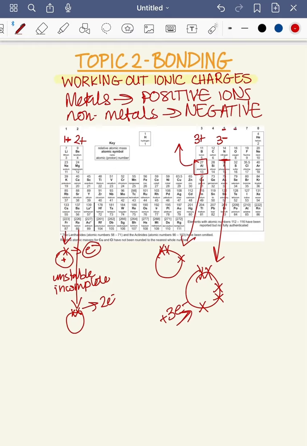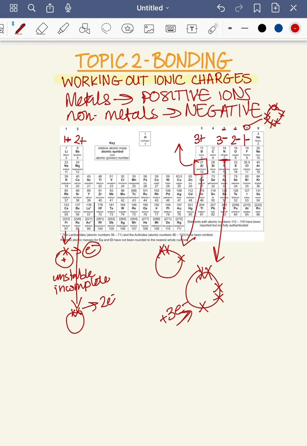Oxygen has 6 electrons in its outer shell, so it's going to gain 2 extra electrons to complete the octet rule. Octet rule just means a full outer shell, or 8 electrons for GCSE anyway. And then fluorine has 7 electrons in its outer shell, 1, 2, 3, 4, 5, 6, 7, and it needs to gain 1 more, so it's going to have a 1 minus charge.